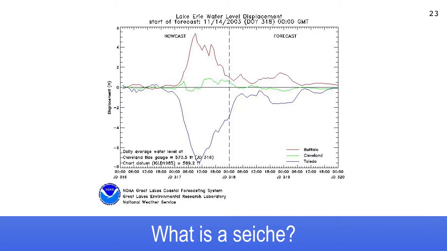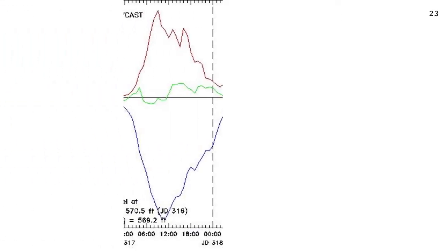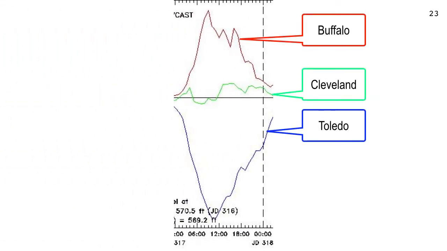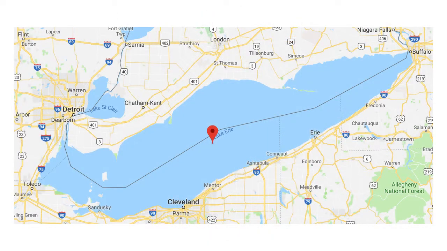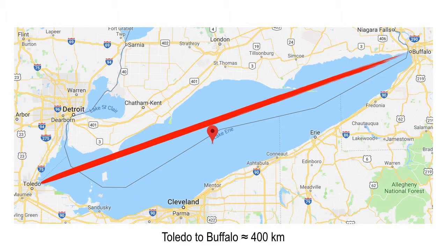Let me go back to that. The blue part is Toledo, and then Cleveland's kind of in the middle there, the green. Now Toledo's at the opposite end of the lake. Here's Lake Erie. Buffalo is up here. And Cleveland's down here, about two-thirds of the way to Toledo. Toledo's over here. So that's about 400 kilometers. So look at that. You've got a peak and a trough separated by 400 kilometers. Think of the wavelength of that wave. Now that's what happened in Montana.